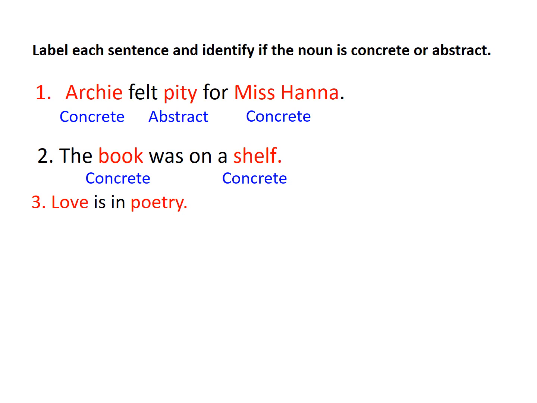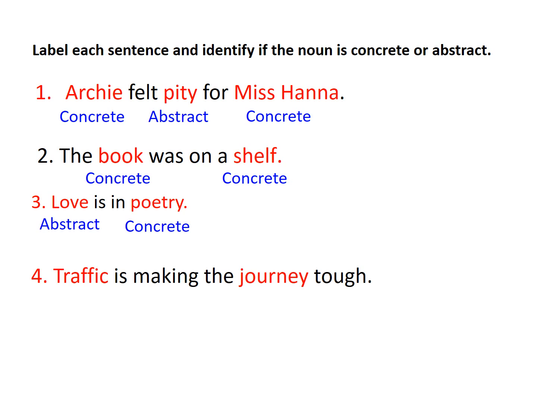Number 3, love is in poetry. Well, love is an abstract noun and poetry is concrete. You can see the poetry in the book. You could even hear the words being spoken. Number 4, traffic is making the journey tough. Unfortunately, traffic is something we see. It's a concrete noun. Though a journey is actually an abstract noun, it is difficult to be able to define a journey because you can't hear a journey. You can't smell a journey. It doesn't meet all the senses.